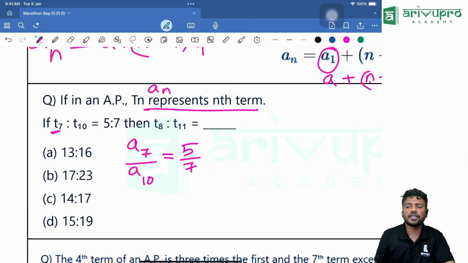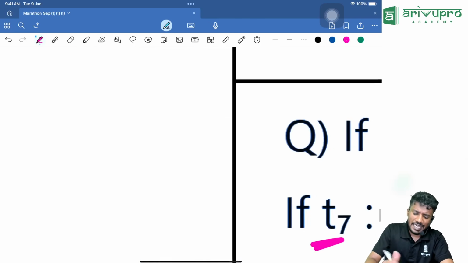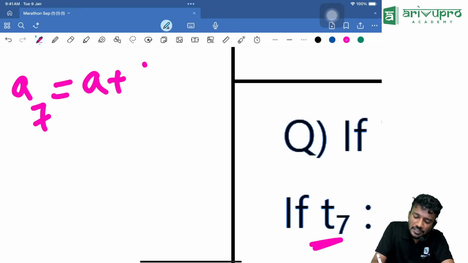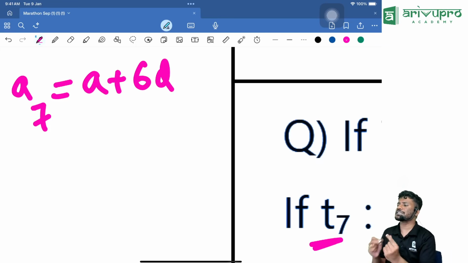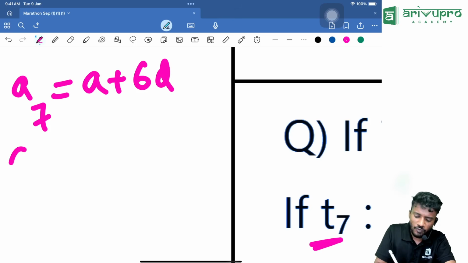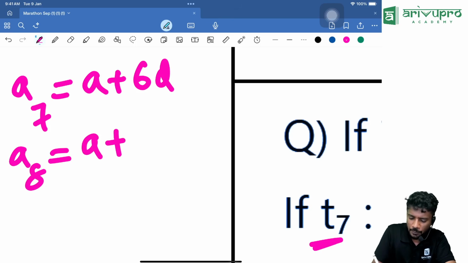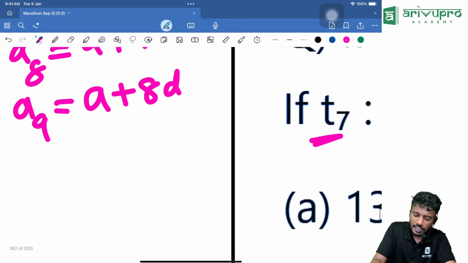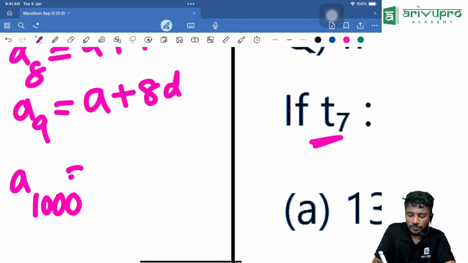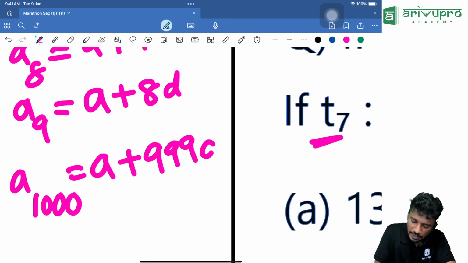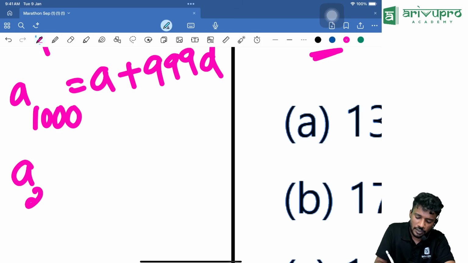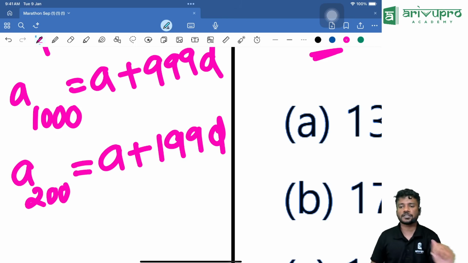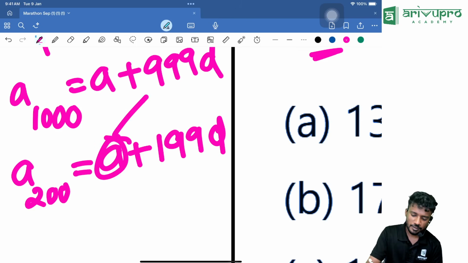Now, when I say A7, what will you say back to me? A plus 6D. Why is it 6D? Because 7 minus 1 is how much? 6. When I say A8, what will you say back? A plus 7D. When I say A9, A plus 8D. When I say A1000, A plus 999D. When I say A200, what will you say? A plus 199D. Always one less than the number. Okay? Yes. Next one.